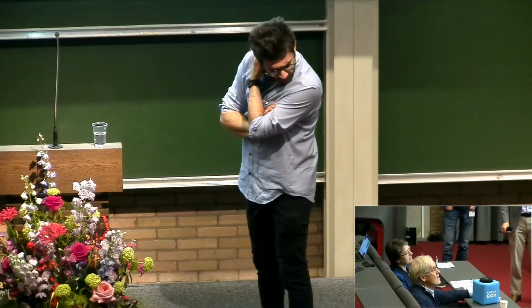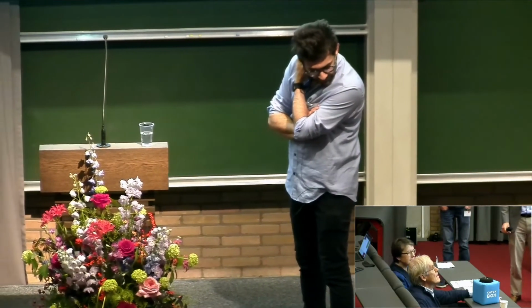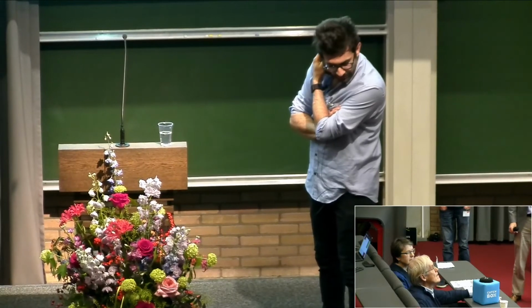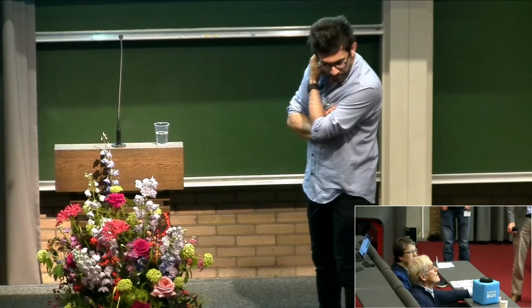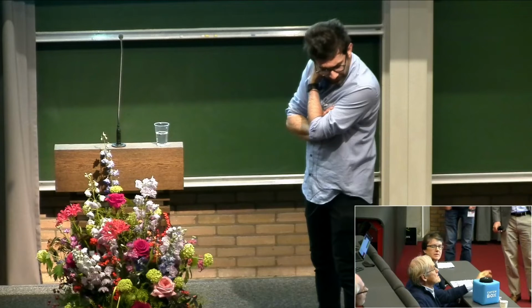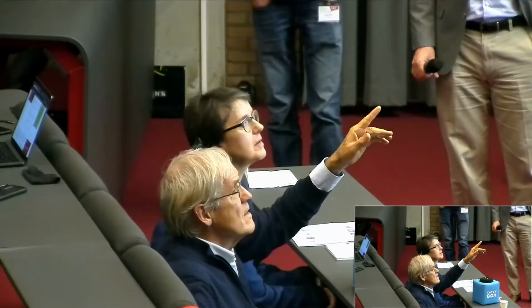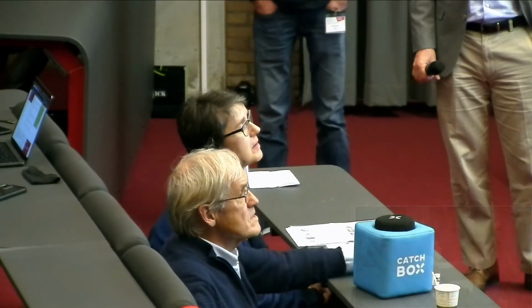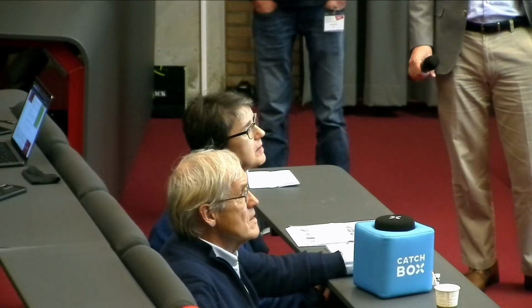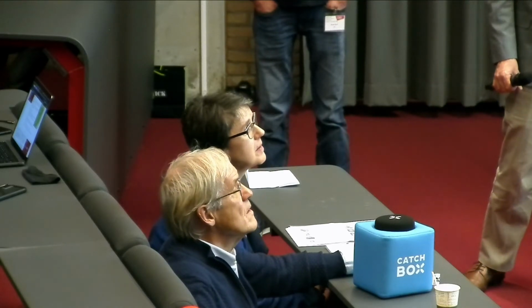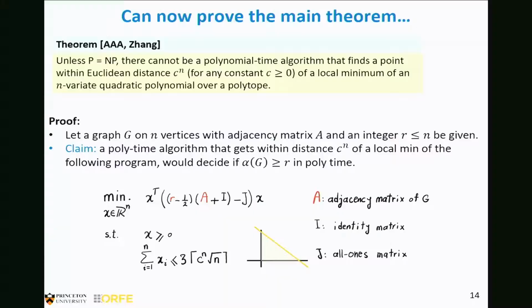But hold on. The copositivity problem would be solved, and the recognition problem would be solved. But it is for any quadratic program, not just for copositive programs. Yes. So if P equals NP, can we find a local min of a quadratic program with small bit size? I guess that's the question then.